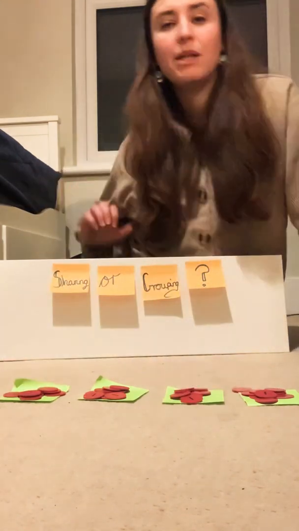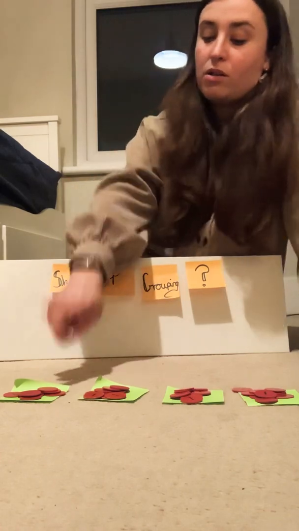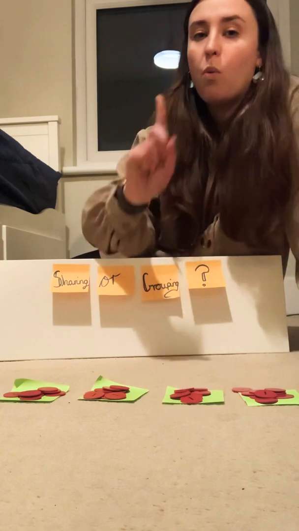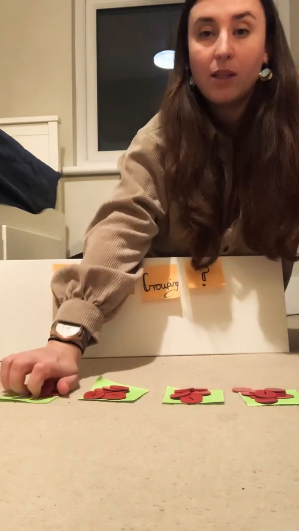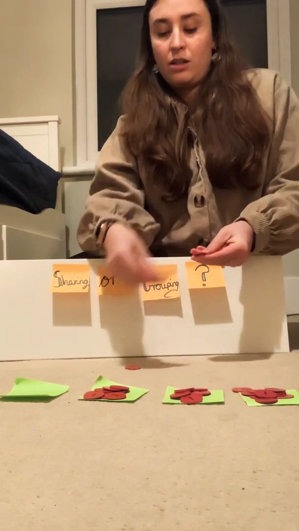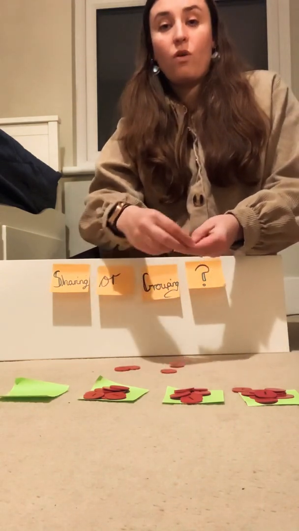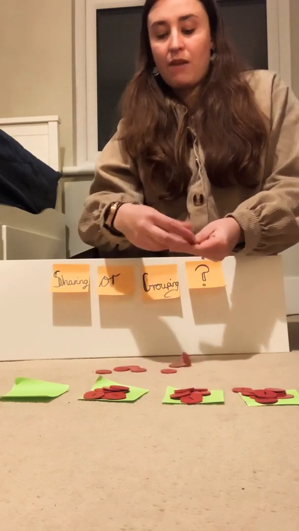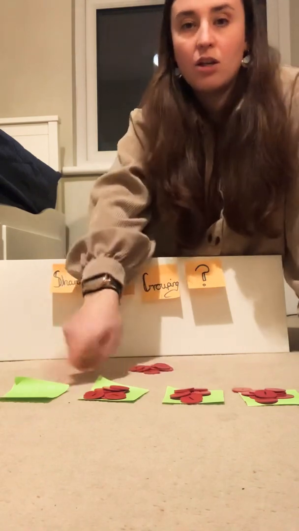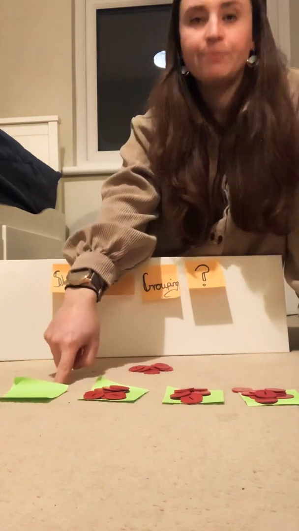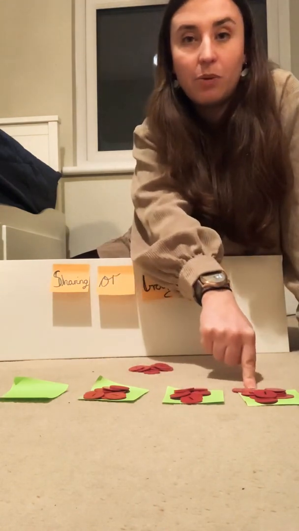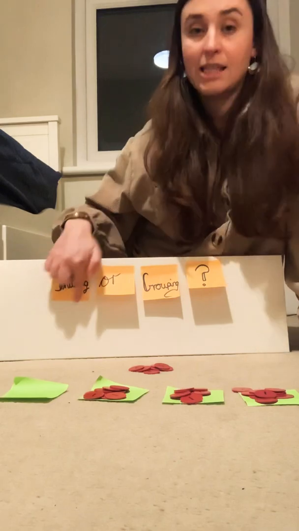Okay, so I have shared my counters out between the 4 green squares and my question asks, how many are there in 1 square? So I'm going to take 1 square and I'm going to count. There were 1, 2, 3, 4, 5, 6, 7, 8, 9. There were 9. Is that right? 9 times 4. 9, 18, 27, 36. Is that how many I started with? Brilliant. So that is sharing.